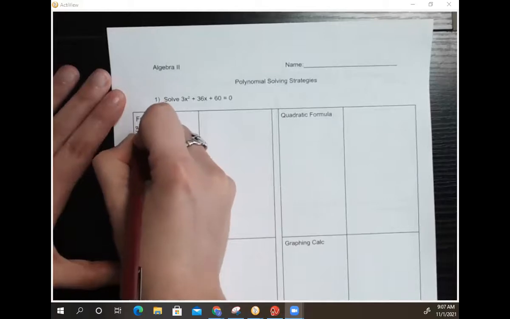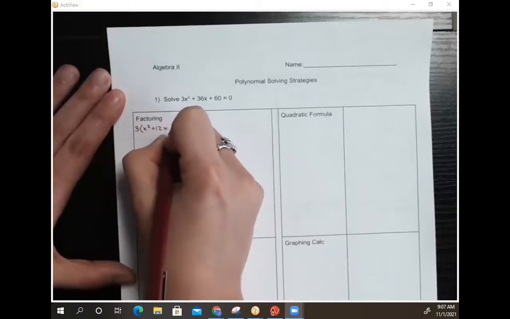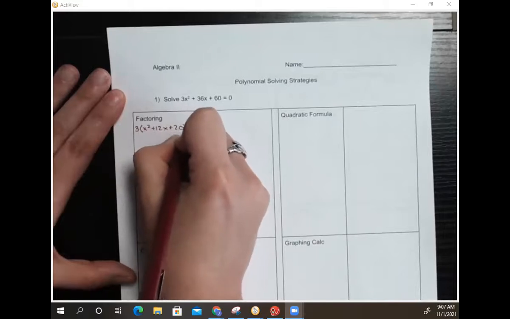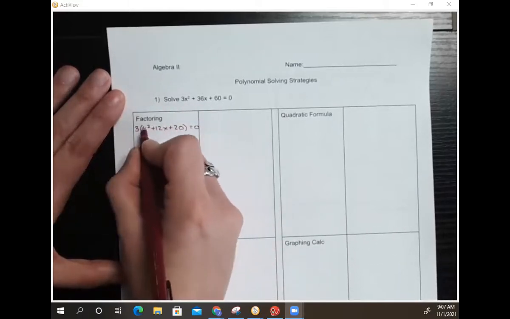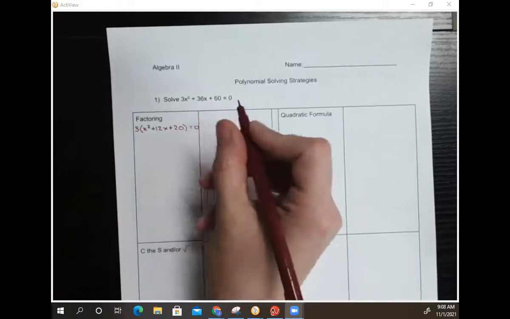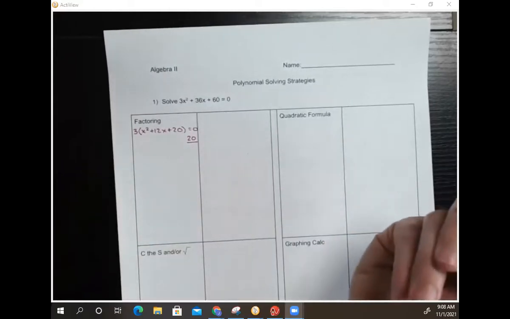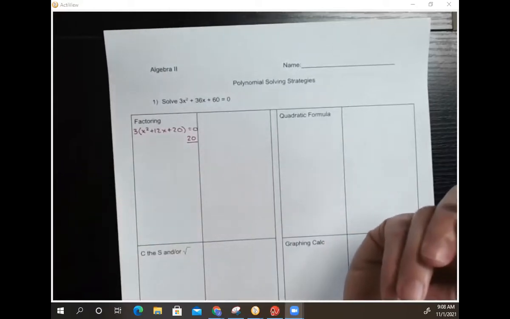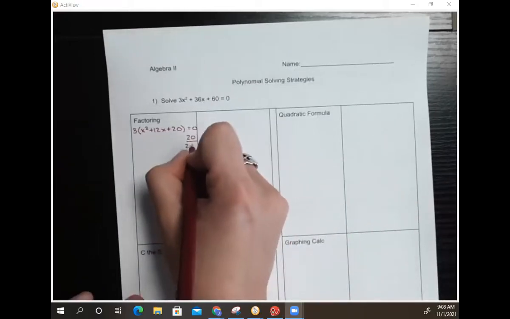I have a GCF of 3, so let's divide out that 3. So this would be x squared plus 12x plus 20. And now I'm going to keep factoring this part inside parentheses here. You can use AC method or guess and check here. Either way, I'm going to be looking for factors of 20 that add to 12. If anybody sees the factors that we want, multiplies to 20 but adds to 12, 2 and 10.